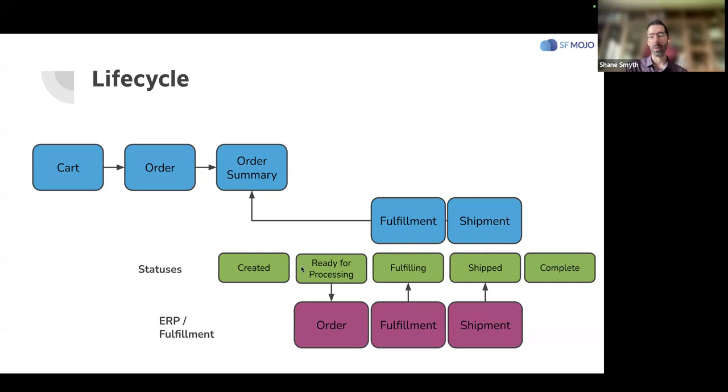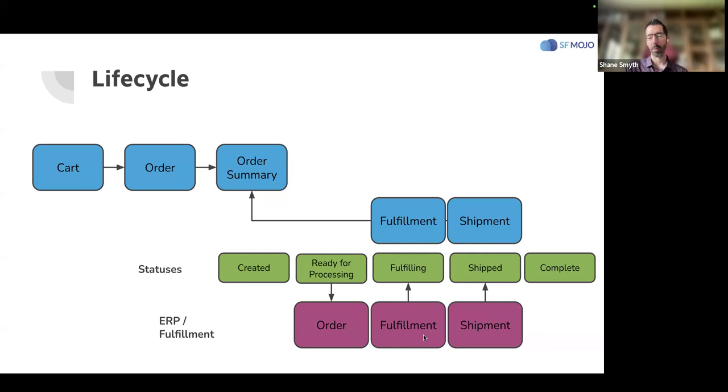So in this case, when it moves to ready for processing, we are typically sending this information over to an ERP as an order, saying, hey, we've got a new order. And that ERP is going to facilitate the fulfillment. It's going to go find what products need to be sent out. It's going to potentially create a shipment record here. And all this information is going to be used to push back into Salesforce to keep these statuses updated.